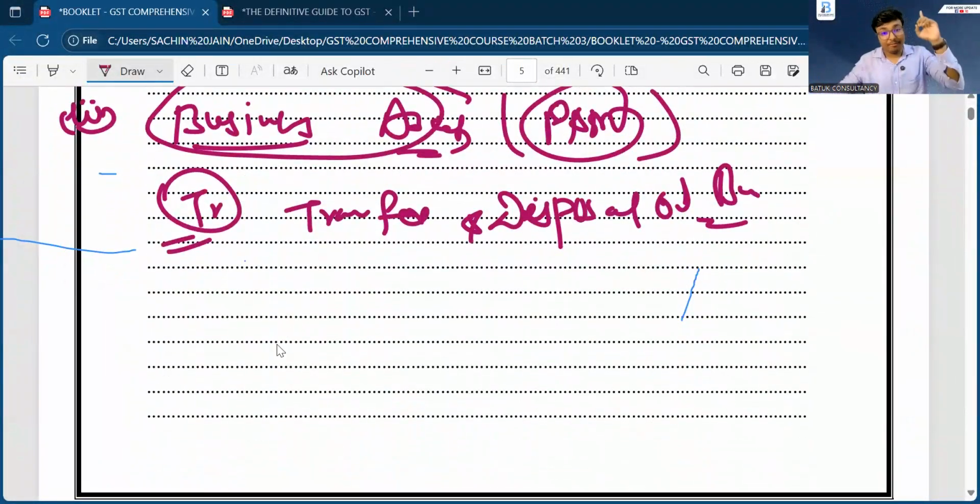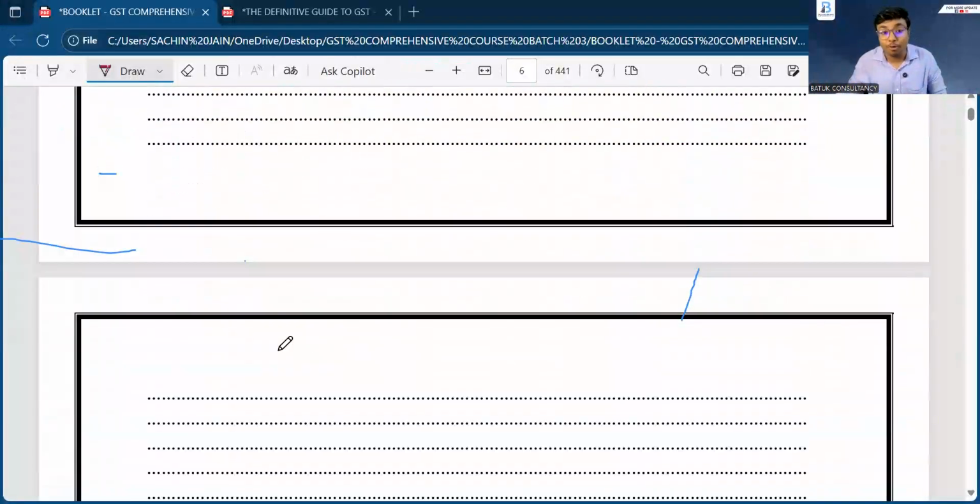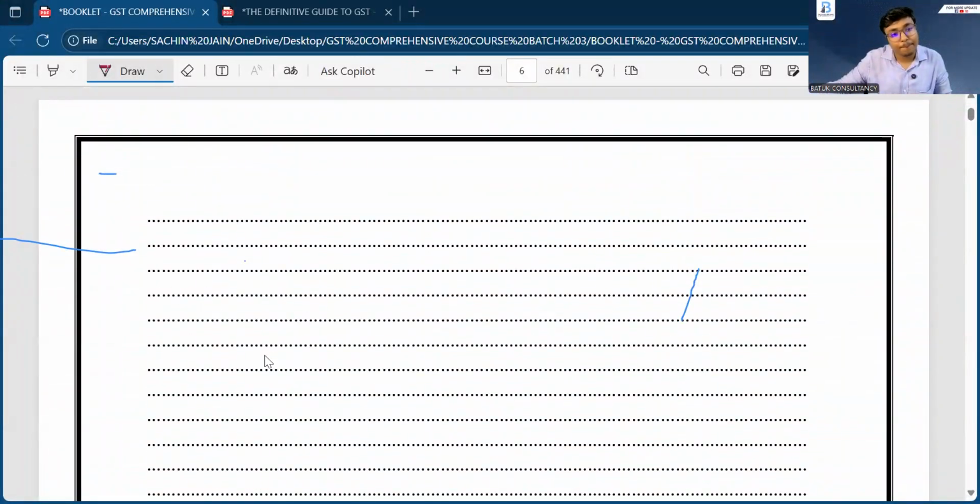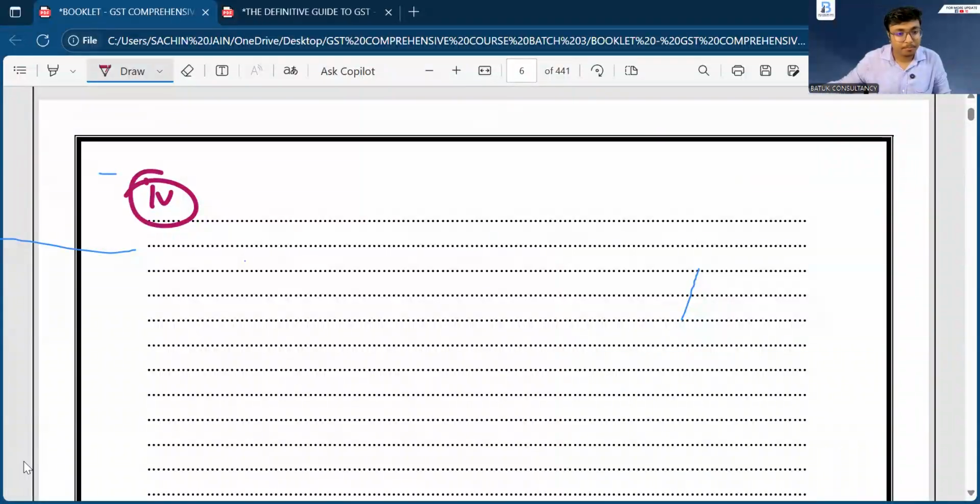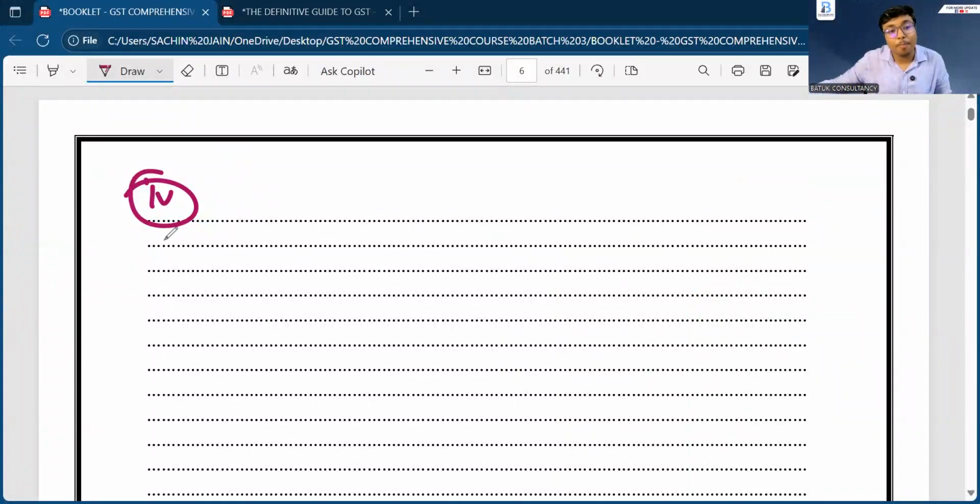Now sir, first exception to section number 7, consideration, is branch transfer. Second is principal and agent. Third is business assets disposal or transfer. Now fourth, that is import of services.